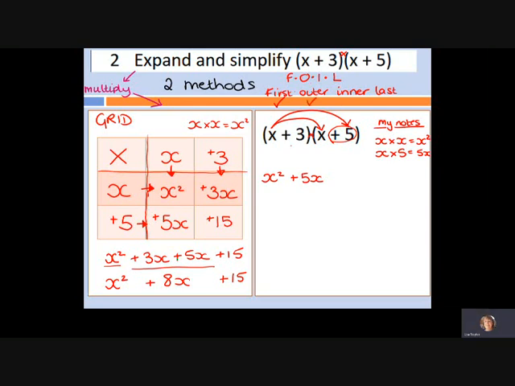Now the inner is these two here, the inner two numbers. So that's a positive 3 times the x. So positive 3 times x equals 3x. And we'll bring that 3x here. Okay, so we've done the inner, and now we're going to do the last one. The last one we haven't yet done is the 3 times the 5, which gives the 15 that popped into my head a moment ago when I said the wrong thing out loud.